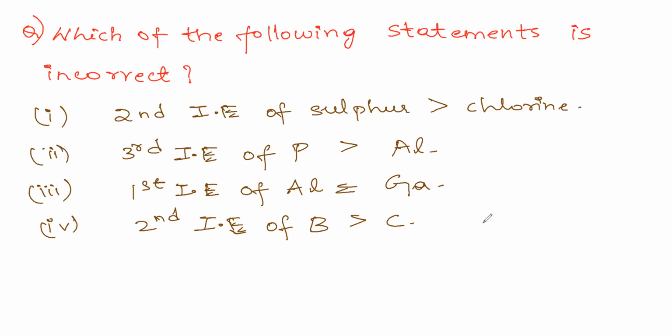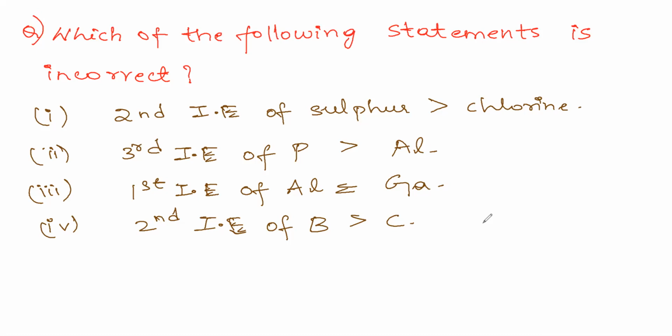In the first option, the statement is incorrect, they are asking. Sulfur belongs to the 16th group and chlorine to the 17th group. As we move from left to right, the ionization energy increases because electrons are adding into the same shell. Sulfur has atomic number 16 and chlorine 17. So the second ionization energy of sulfur should be lesser than chlorine, because chlorine has more ionization energy than sulfur.